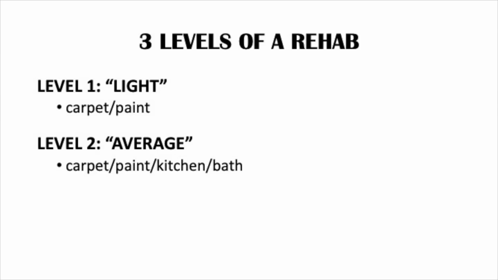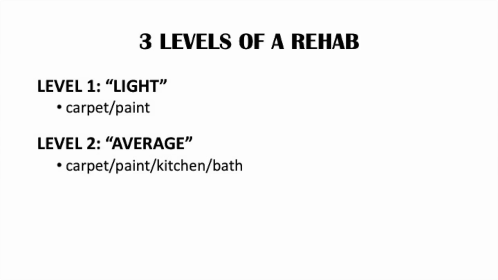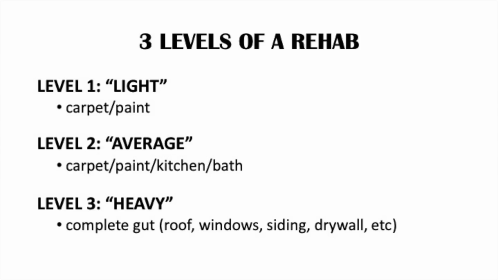Level 1 is a light rehab, which is basically carpet and paint. Level 2 rehab is what I call an average rehab, or sometimes I refer to this as a cosmetic flip. Now it includes carpet, paint, and kitchen and baths. That includes new cabinets and counters, appliances, and for the bathroom, a new toilet, vanity and tub, and surround. And the third level of rehab is what I call a heavy rehab, and that is a complete gut job and usually includes changing a floor plan, maybe new drywall, or capital improvements such as a roof, windows, and siding.